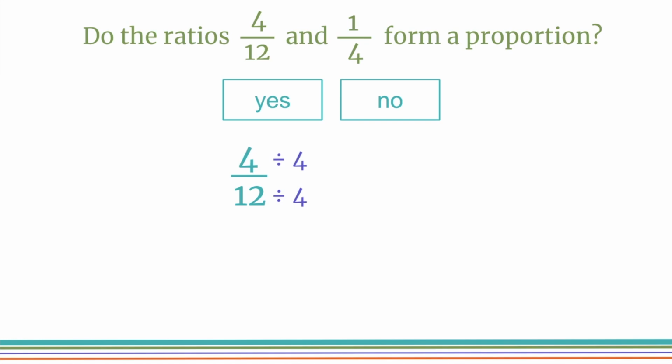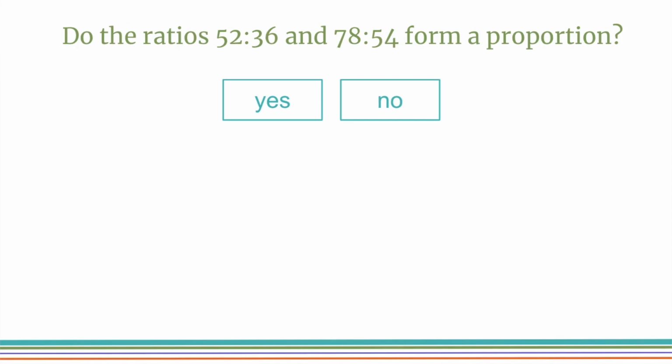4 divided by 4 is 1, and 12 divided by 4 is 3. The simplest form of 4/12 is 1/3. 1/3 is not equal to 1/4. Since the 2 fractions are not equal in their simplest form, the 2 ratios do not form a proportion.